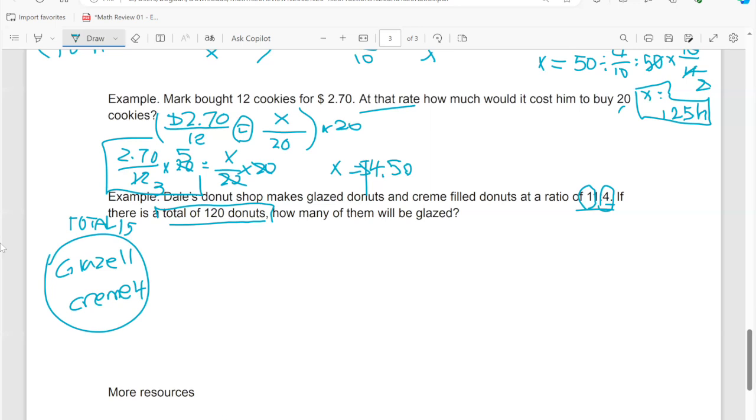That means in glazed there is 11 out of 15. The fraction of the total is glazed. In the cream, you have 4 out of the total 15 will be cream. If I have total 120 donuts, 11 out of the 15 fraction of 120 donuts is going to be the glazed amount of donuts that is within 120. So you will do 120, on your calculator, times 11 divided by 15, is going to give you 88 donuts will be glazed.